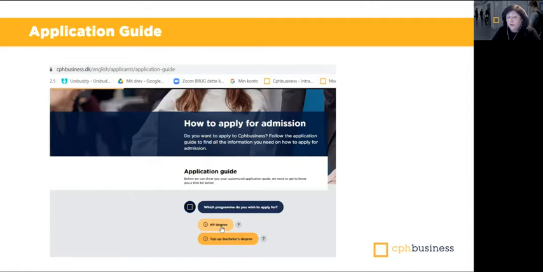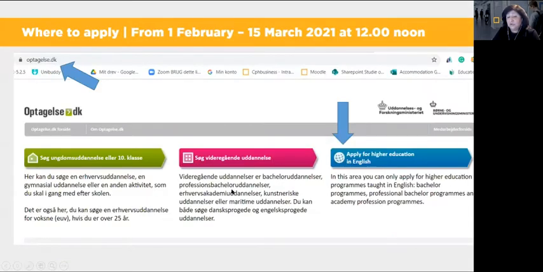When you went through the application guide on our website, then you are gonna be directed to the national application system. It's called Applicants.dk. Here you are gonna find this fine window. And remember, keep in mind that the deadline for applying is the 15th of March, as is stated here on the top.